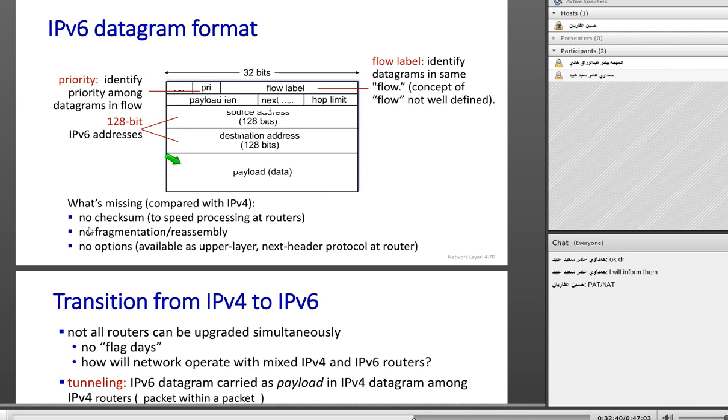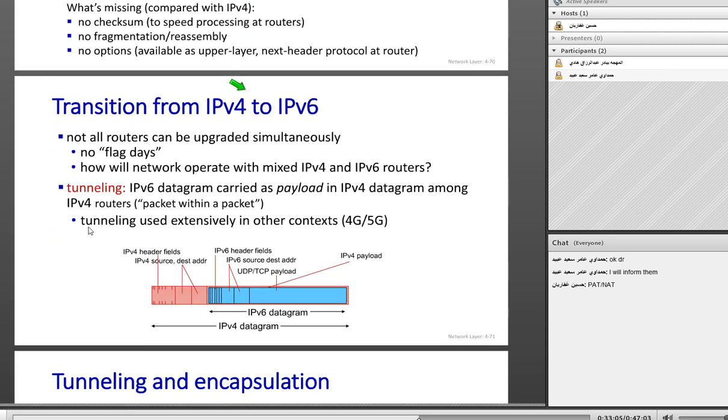It's very good. By this modification, removing checksum, removing fragmentation, removing options, making it simple, we can save a lot of processing power and processing time in routers, especially in core routers. That is great.